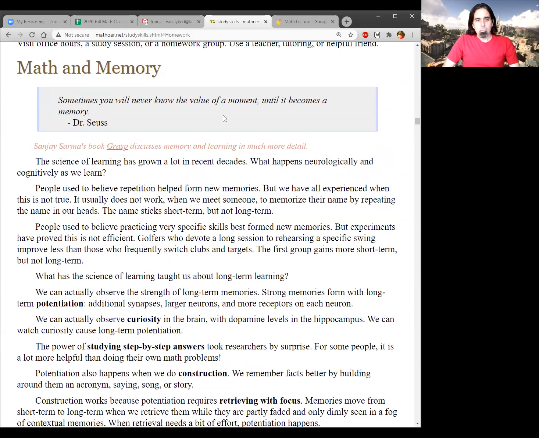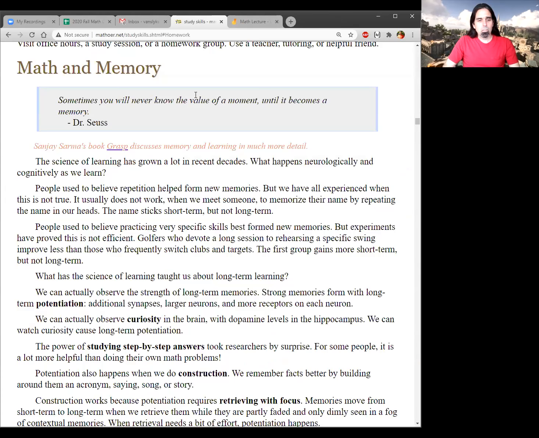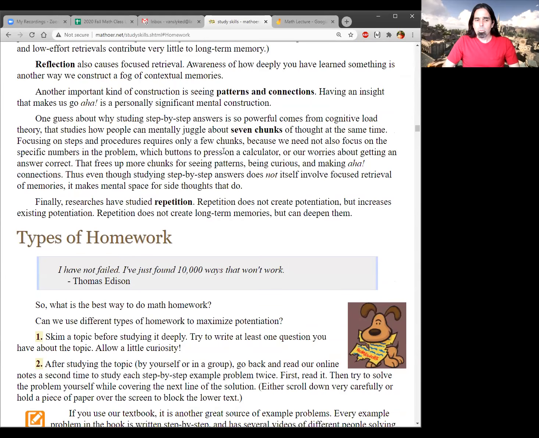Then there's a section about math and memory. One of the class library books we have that isn't on that webpage of books yet is called Grasp, and it's all about how learning works. That's the wrong link. That's statistics. I'll have to fix that. Anyway, read this, it talks about how learning works.